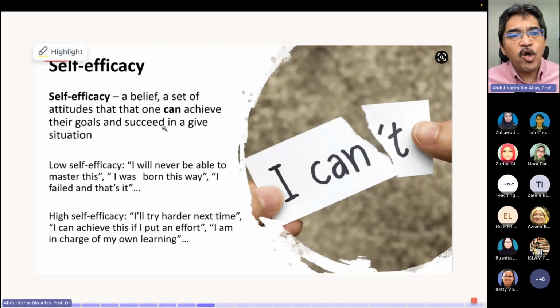Okay, there's something related to motivation called self-efficacy. Why do I highlight self-efficacy? Because this is essential for. Prof, now we have questions.